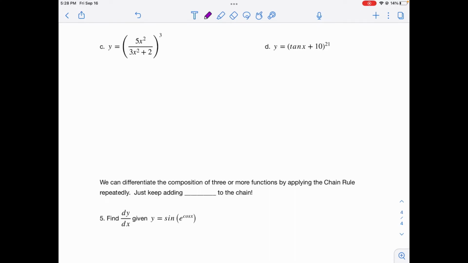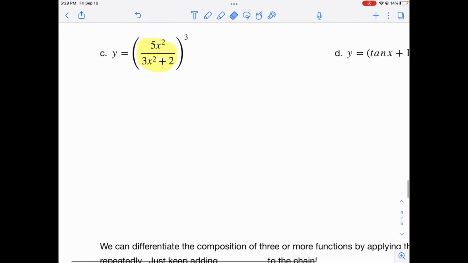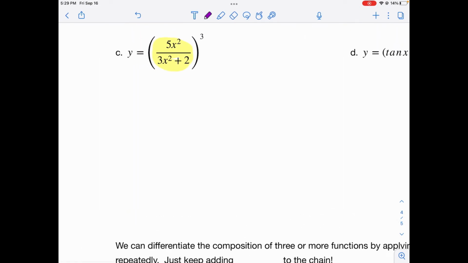Okay, C, I'm going to do with version 2, but this time notice that my inside is a quotient, so I'm going to have to actually use the quotient rule in addition with the chain rule. So we don't often use the other trig rules with us when we're doing these chain rule. So I notice my inside function for C is 5x squared divided by 3x squared plus 2. And so the derivative of y with respect to x is going to be, I have something cubed, so I'm going to use my power rule first, and that's going to become 3 in that inside highlighted part, raised to the 2nd power, times by the derivative of the inside.